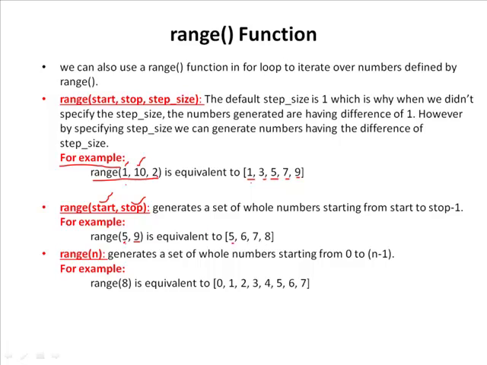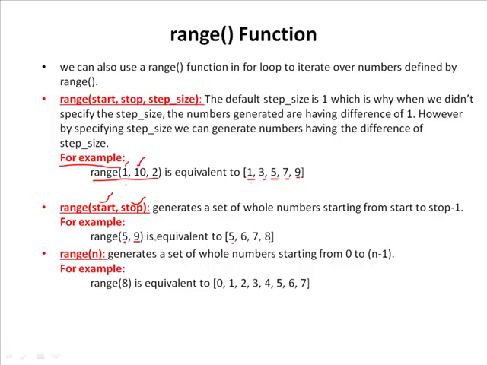And here the stop value is 10, so it will take up to n minus 1. And here the stop value is 9, that means it will take up to n minus 1, that is 8. And in this first example, we have a step size of 2. So in every iteration, it increases the value by 2. So that's why this 1, after that we'll get 3, 5, 7, 9.